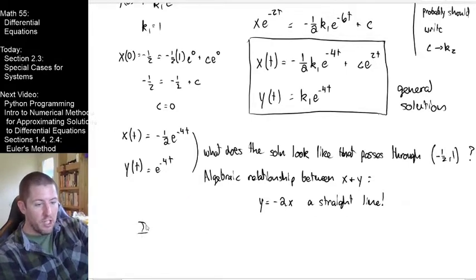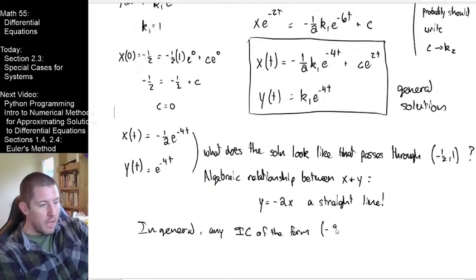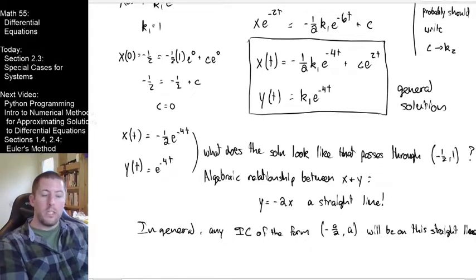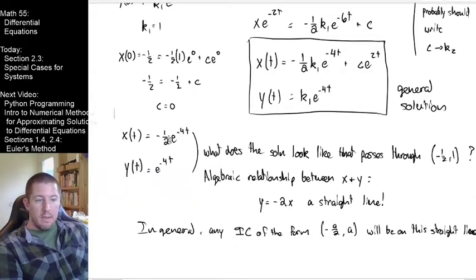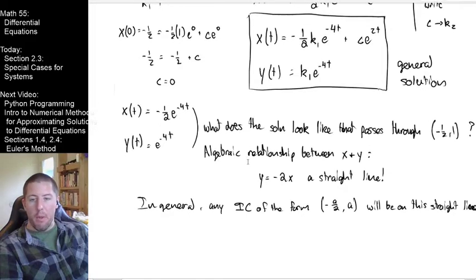So I think we can say in general, any initial condition of the form (-a/2, a) will be on this straight line. Further, what's going to happen to those solutions? Well, it seems like they're both going to decay to zero over time. I can see these negative exponents on both the x and y solution.